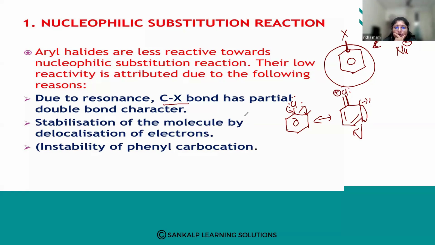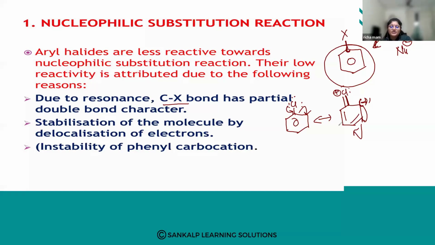And the stabilization of the molecule is by delocalization of electrons. Delocalization of electrons means what? Movement of electrons. And there is an instability of the phenyl carbocation.